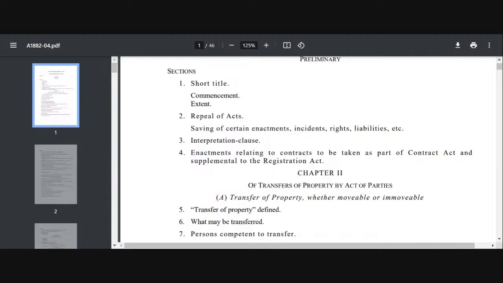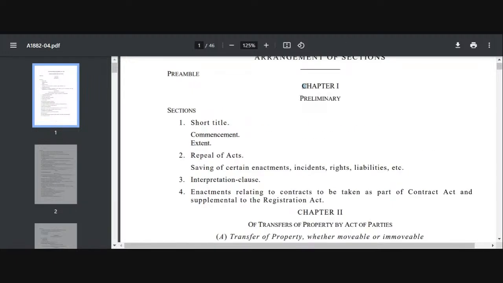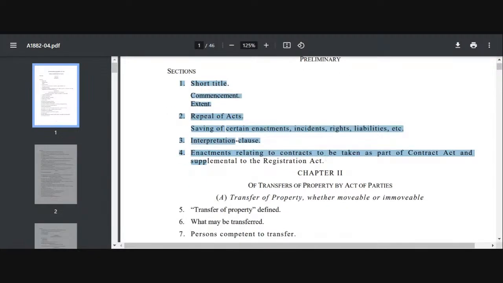Yes, Ish. So there are 8 chapters and there are 137 sections. Very good. If you see the chapters, you will find that the first chapter is the preliminary chapter, which has 4 sections. The first 4 sections are in chapter 1, preliminary. Now, chapter 2 contains a lot of sections.